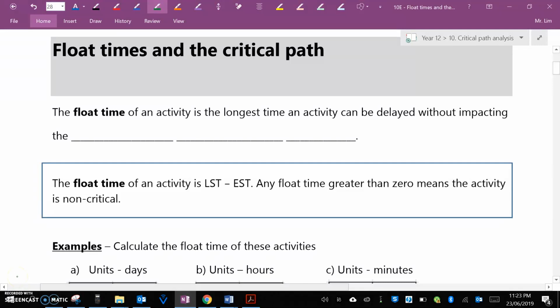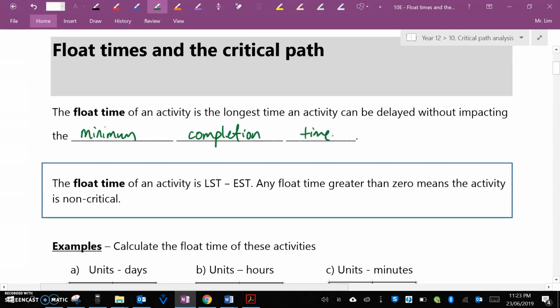Okay, so in this video, we're going to have a look at how to calculate float times and how to find a critical path. The float time of an activity is the longest time an activity can be delayed without impacting the minimum completion time.